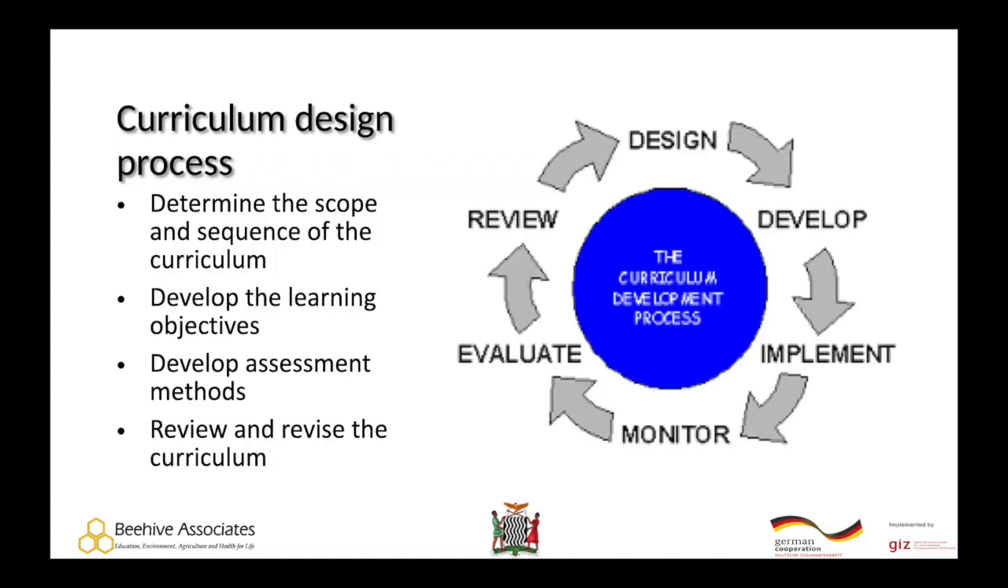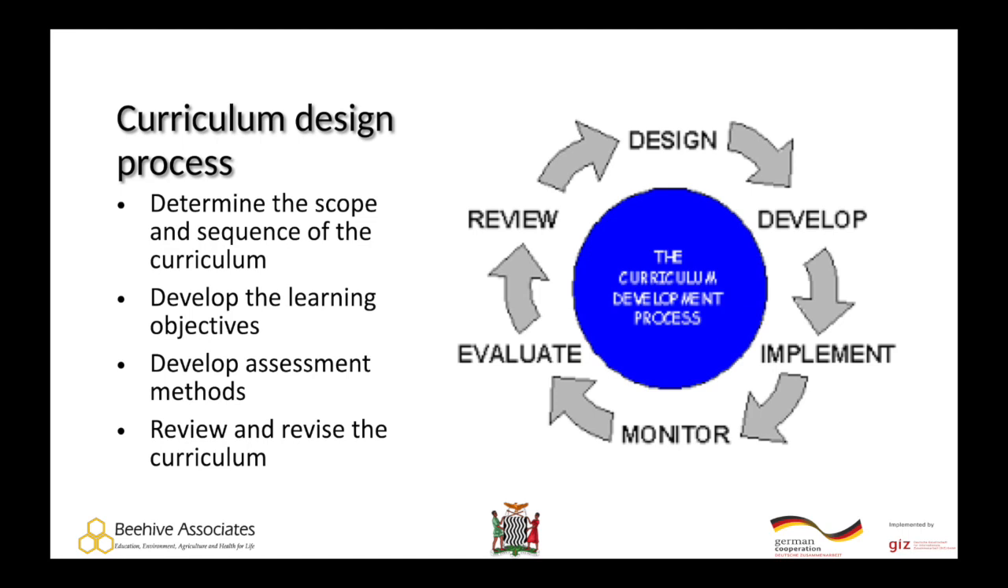Determine the scope and sequence of the curriculum. Once the purpose and goals have been identified, the next step is to determine the scope and sequence of the curriculum. This involves deciding on the topics and concepts to be covered and the order in which they will be taught. Develop the learning objectives.